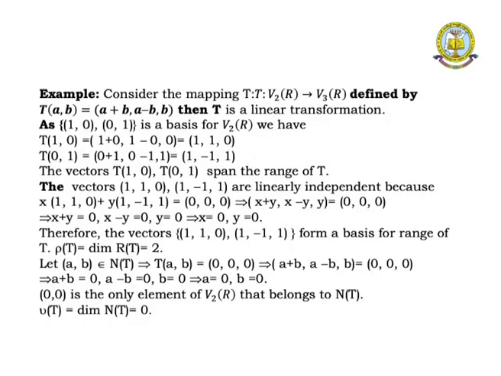So, what is the basis for V2R? We know that (1, 0), (0, 1) is a standard basis for V2R. Now, find T of (1, 0). What is T of (1, 0)? It is T of (a, b) is (a plus b, a minus b, b). So, you have T of (1, 0) is (1, 1, 0), T of (0, 1) is (1, minus 1, 1), which belong to V3R. Therefore, these vectors span the range of T.